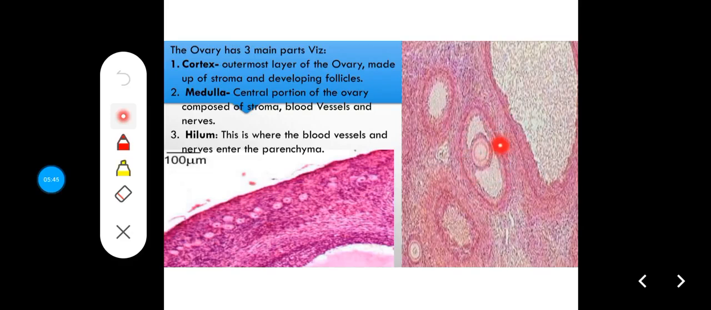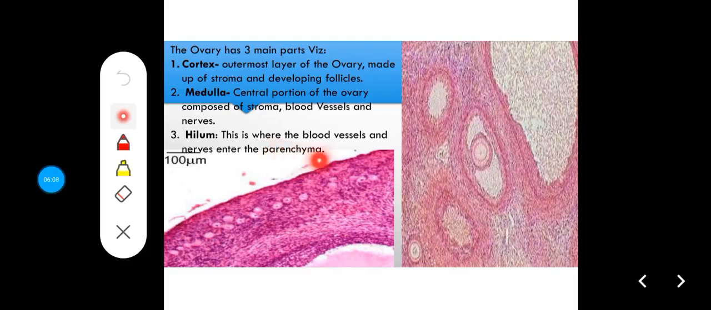The ovary has three main parts. The cortex, which is the outermost layer of the ovary, made up of stroma and developing follicles. The medulla, which is the central portion of the ovary, composed of stroma, blood vessels, and nerves. And then the hilum, which is where the blood vessels and nerves enter the parenchyma of the ovary.